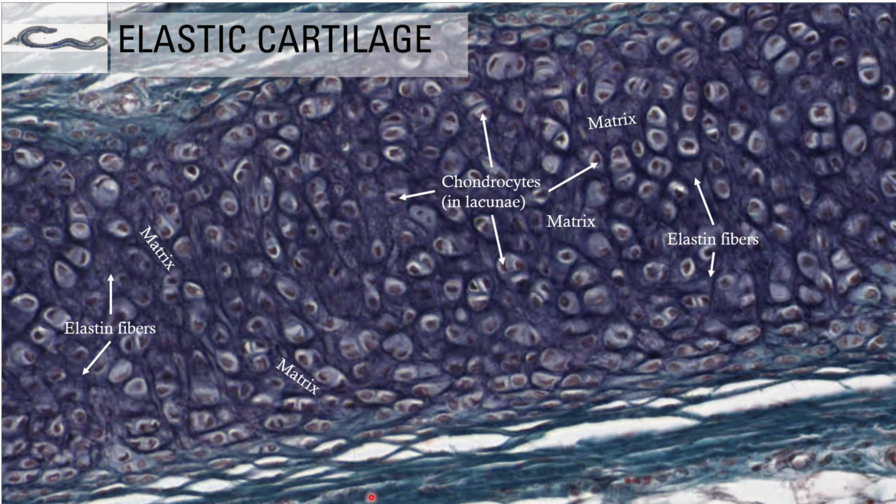Surrounding hyaline cartilage, and shown here around elastic cartilage, is a thick layer of perichondrium. Perichondrium is composed of dense irregular connective tissue and encapsulates both cartilages. Perichondrium does not surround fibrocartilage.